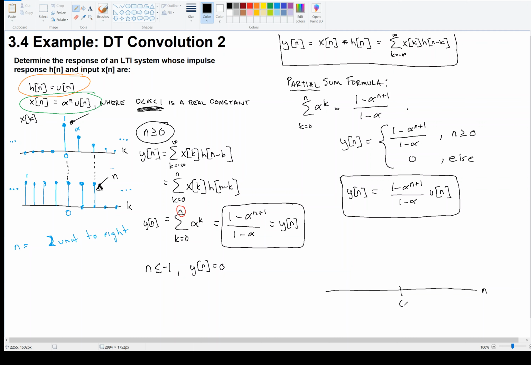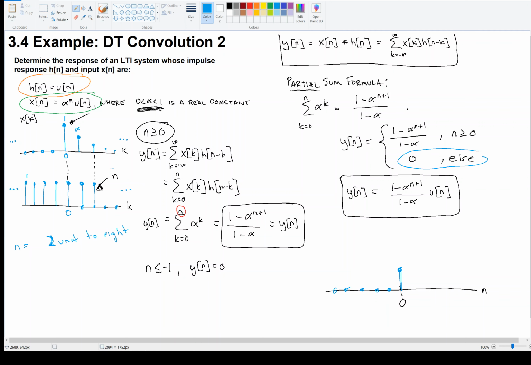Okay, here's the origin. So just to be able to visualize this, let's not pick an alpha. At 0, I have 1 minus alpha to the 1 over 1 minus alpha. So that's 1, and the unit step is 1. So at 0, I have 1. Now to the left of that, because the unit step is 0, I have 0. Remember that when n is less than 0, I've got 0.